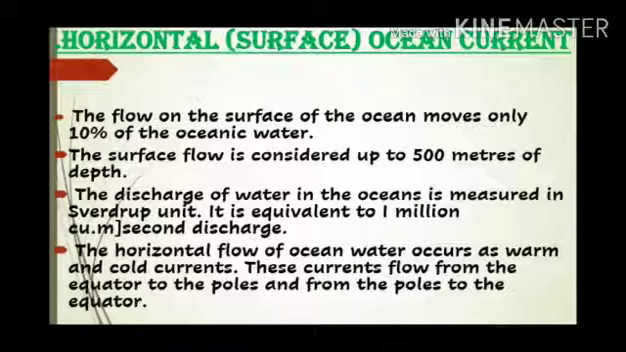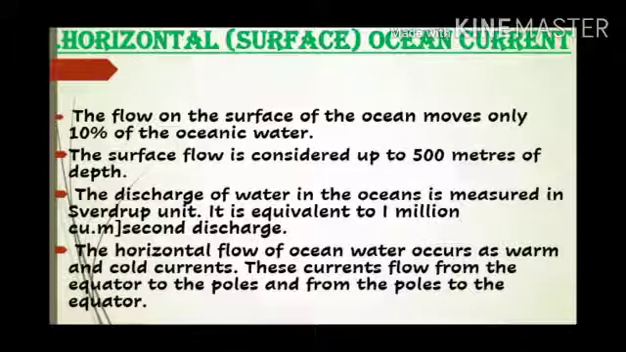The discharge of water in the ocean is measured in Sverdrup units. It is equivalent to 1 million cubic meters per second discharge. Discharge of water means how much quantity of water is coming into the ocean at a particular time. Okay, so how is it measured? It is measured in Sverdrup units.